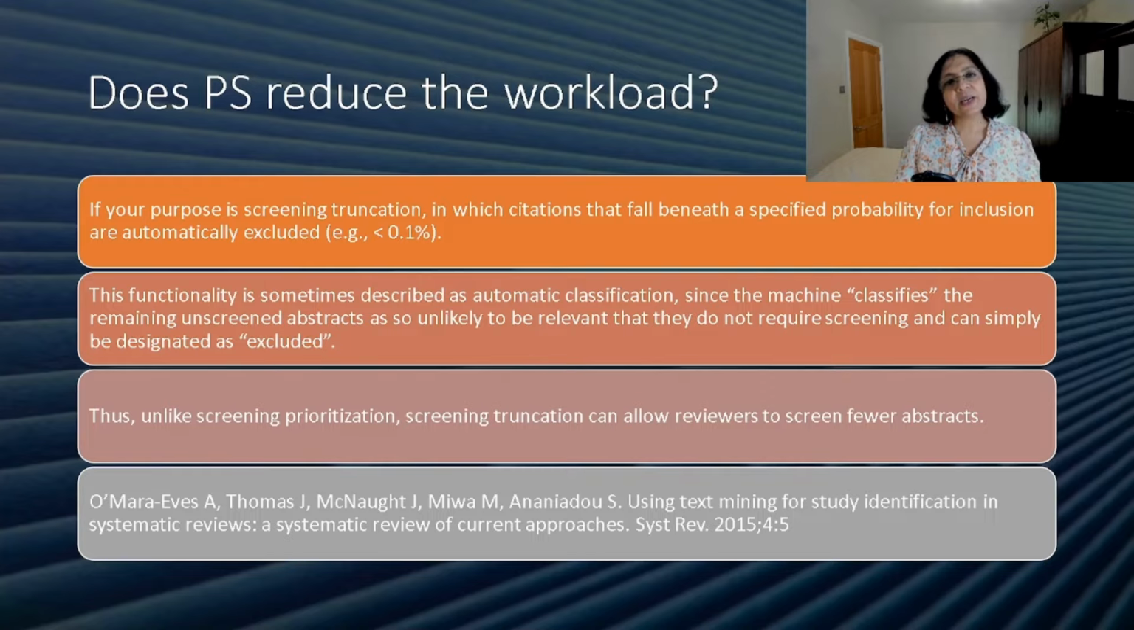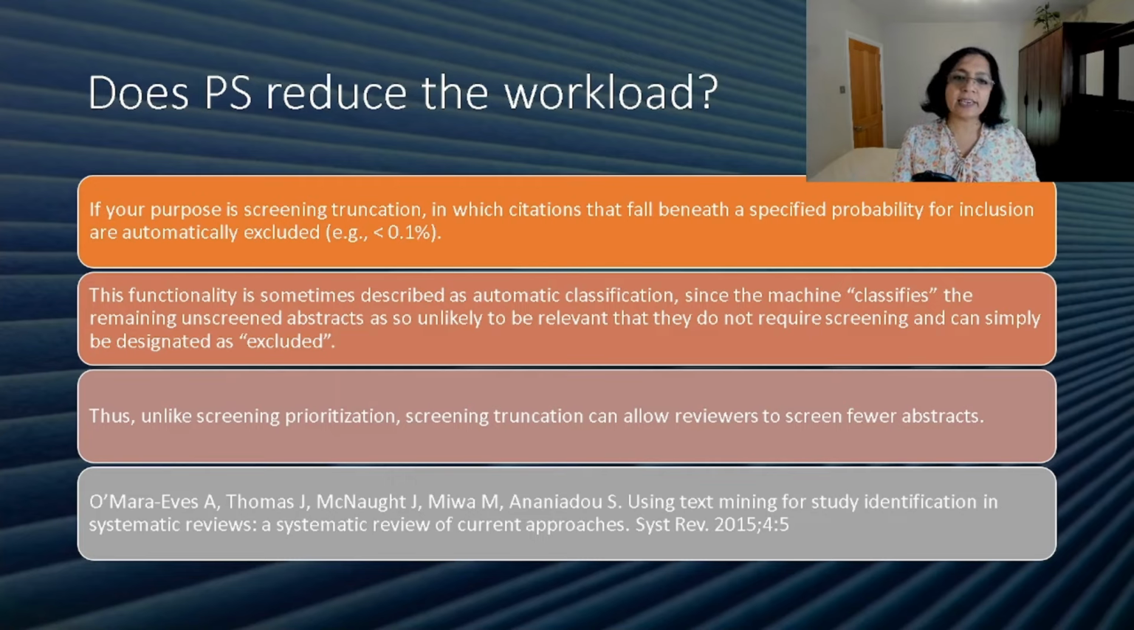Does priority screening using the second approach, screening truncation, where you are stopping the screening after certain records and not screening all the records, reduce the workload? Yes, because you need to screen only a fewer number of titles and abstracts. So if your purpose is screening truncation, you need to identify when to stop screening, when to truncate.